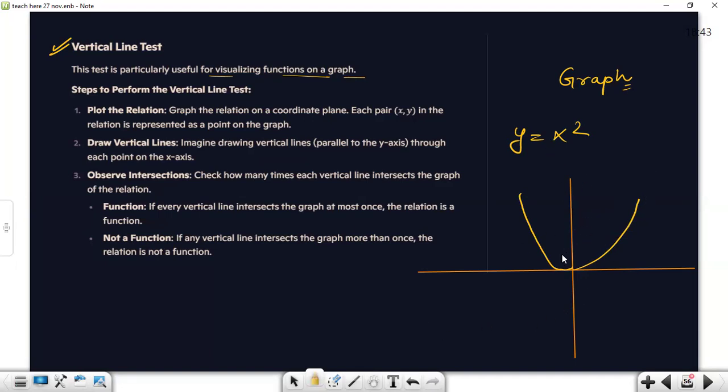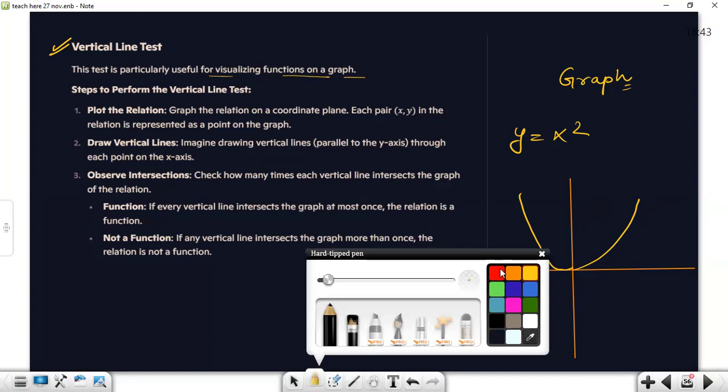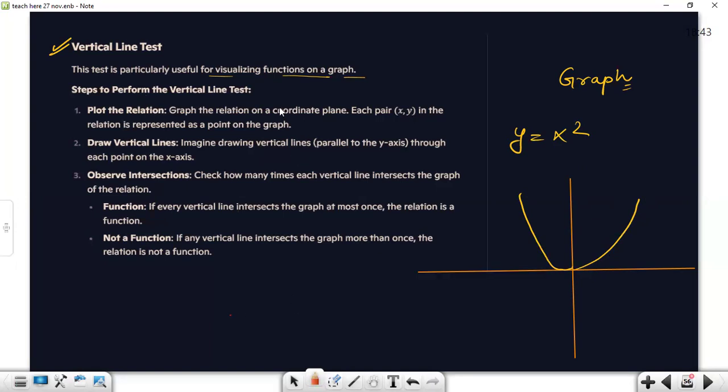Okay, so the vertical line test. Plot the relation, graph the relation. Okay, we have graphed. Now draw a vertical line. Imagine drawing a vertical line parallel to the y-axis, through each point on the x-axis. Observe intersections. Check how many times each vertical line intersects the graph of the relation. So how many times is the line intersecting the graph? Only one time.